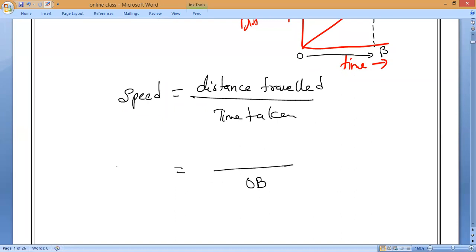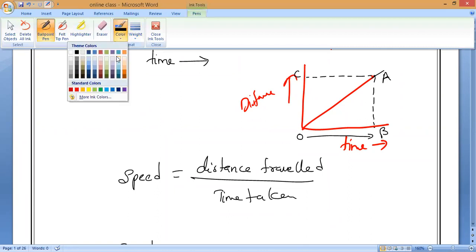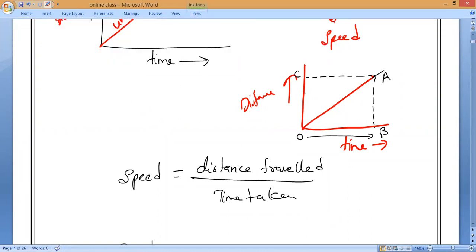Time taken is OB. Now, as I told you, if you want to find speed, what do we have to do, guys? We have to find the slope of the graph. Do you understand, everyone? So what is the slope of the graph? If you take here, this is the slope of the graph. Look at the board, everyone. This is what we call the slope of the graph.